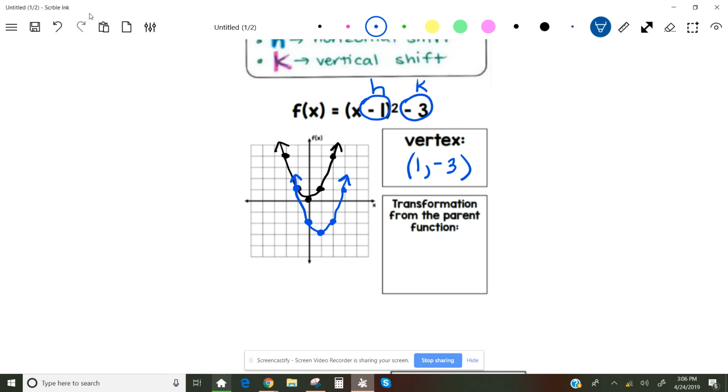So now we need to look at our graph. How did it change from the black one, which is our original, to our blue one? Well, the vertex went to the right 1 unit. And then it also went down 3 units. And that is based on our vertex that we have here. So this 1 made it go to the right 1 unit. And then my negative 3 made it go down 3 units because it's negative.